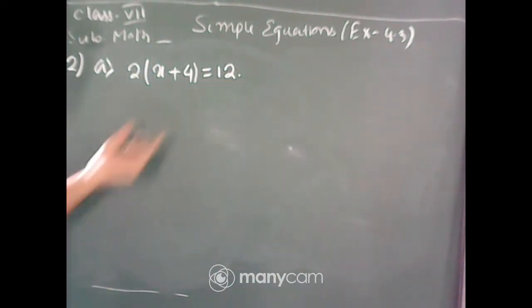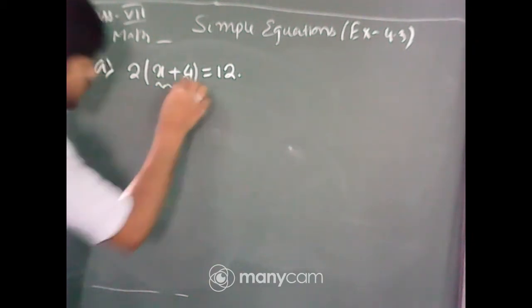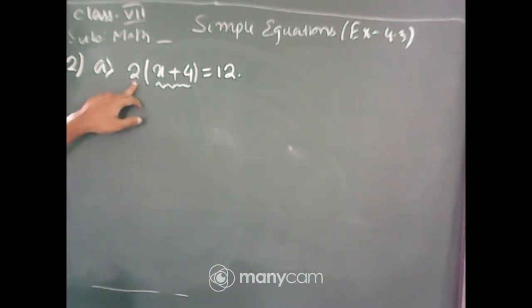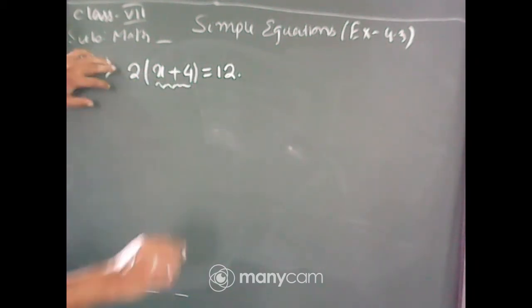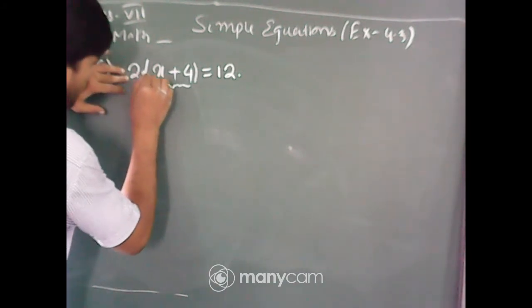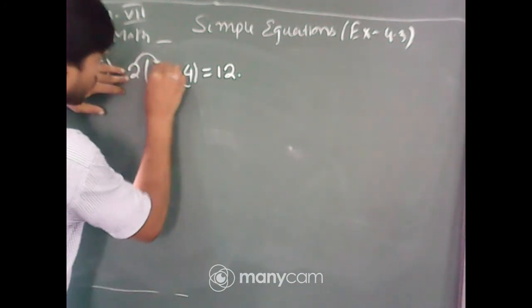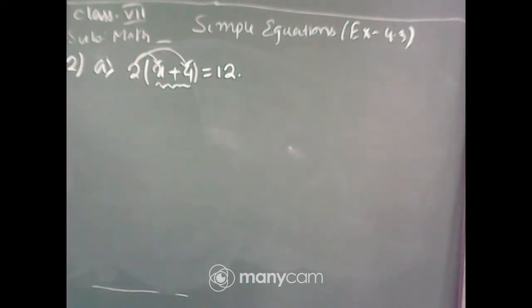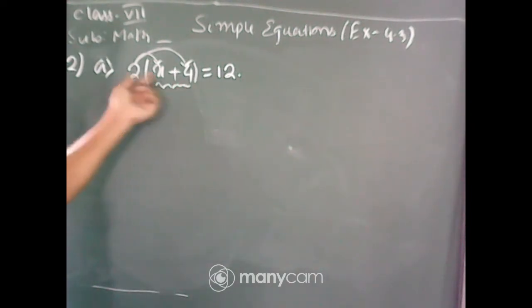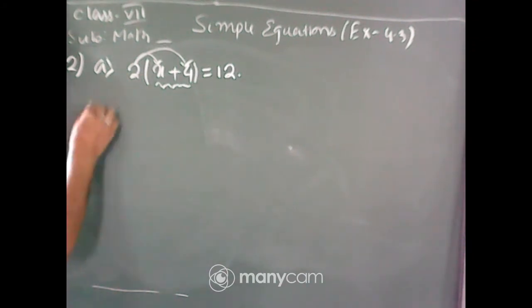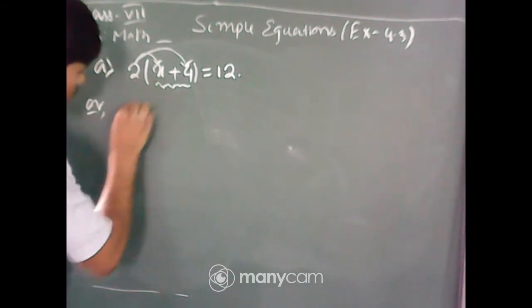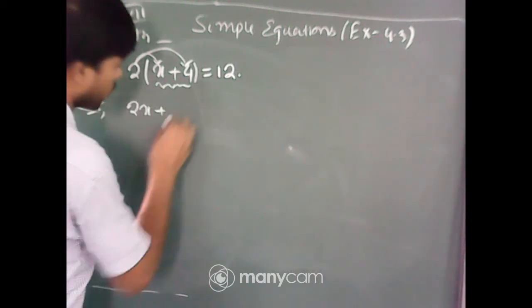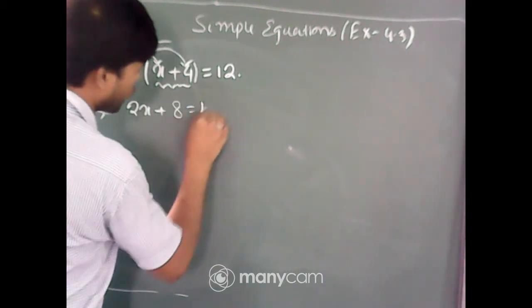Now look, here there is an expression x plus 4 which is multiplied with 2. So we have to multiply the total expression by 2, and look at the rule, it's very easy. First we'll multiply x with 2 and then 4 with 2. Means we have to multiply all the terms in the expression within the bracket with the number 2. So 2 into x will be 2x, plus 2 into 4, 2 4s are 8, equal to 12.